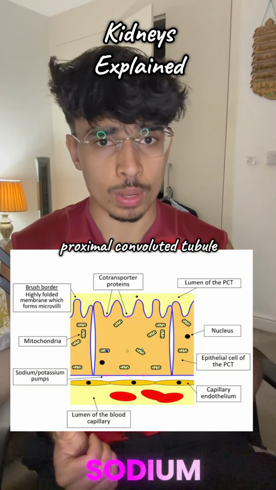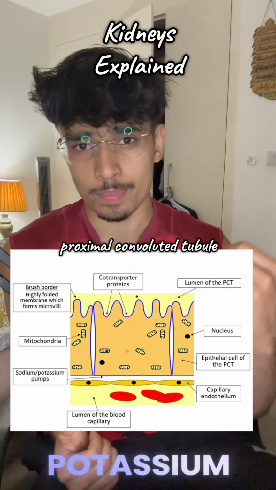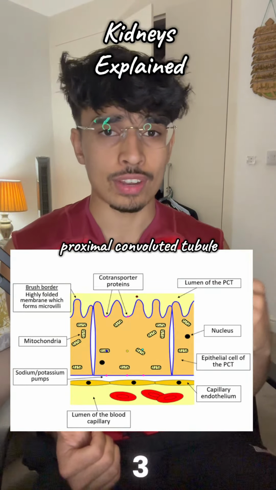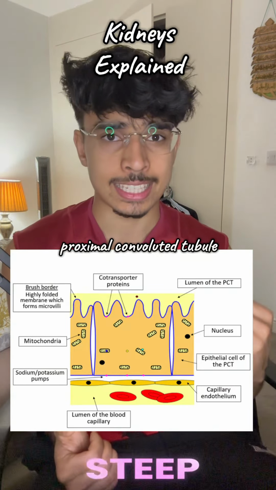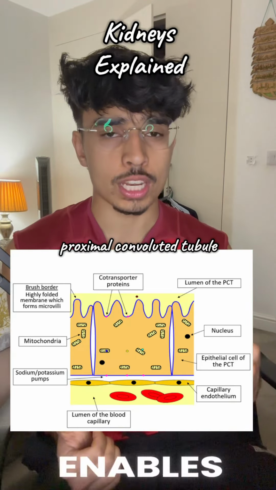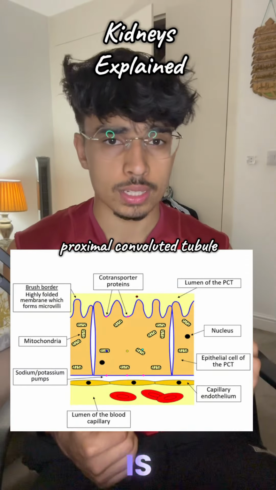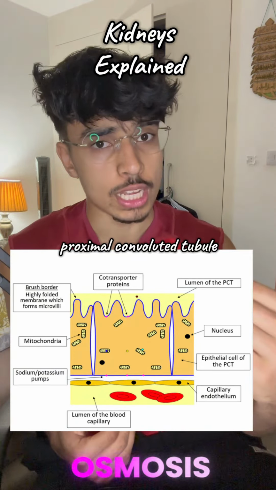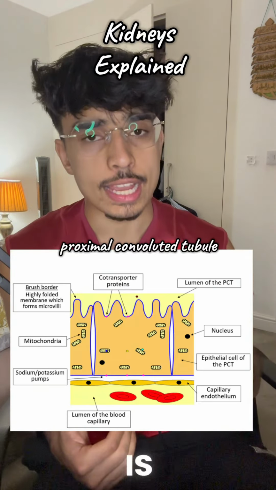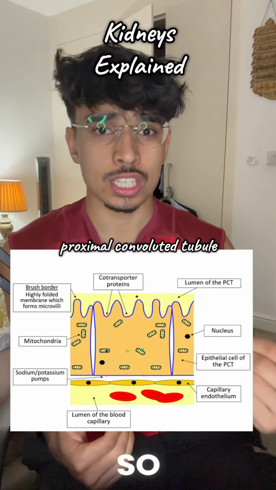Okay, what else? There's the sodium potassium pump, which actively transports 2 potassium ions into the epithelial cell and 3 sodium ions out of the epithelial cell. This creates a steep concentration gradient of sodium ions, which enables co-transport to occur. Water is reabsorbed via osmosis because the water potential in the blood is lower than the water potential in the glomerular filtrate, so it moves into the blood.